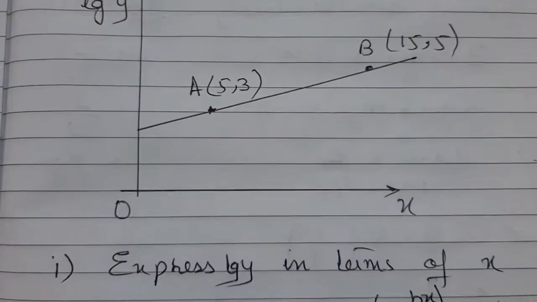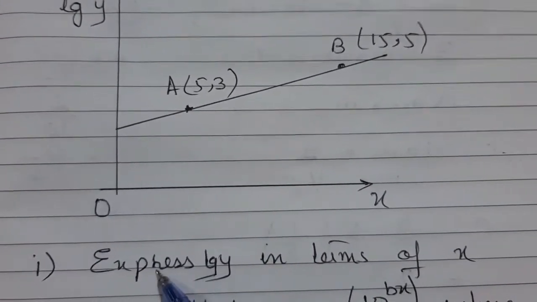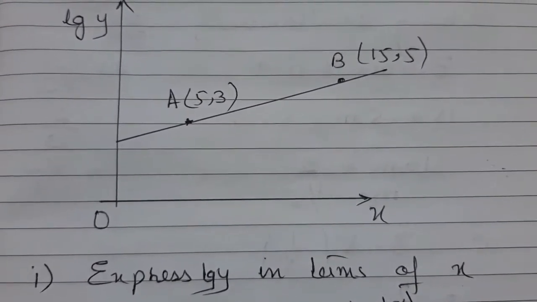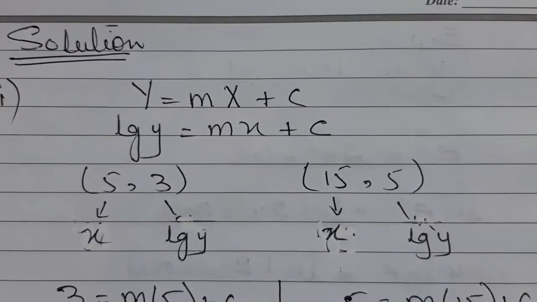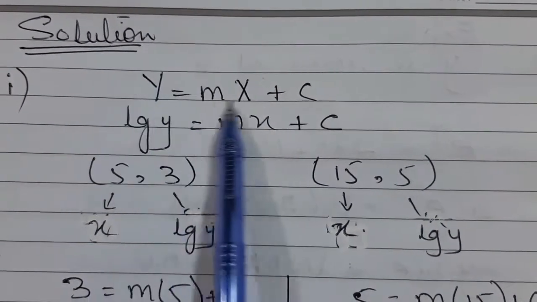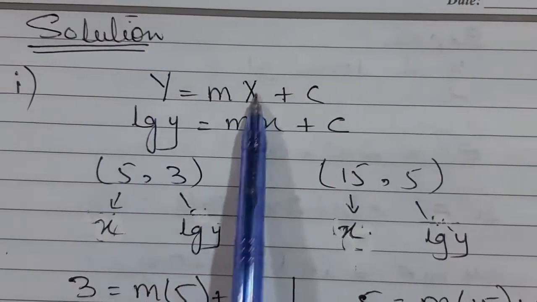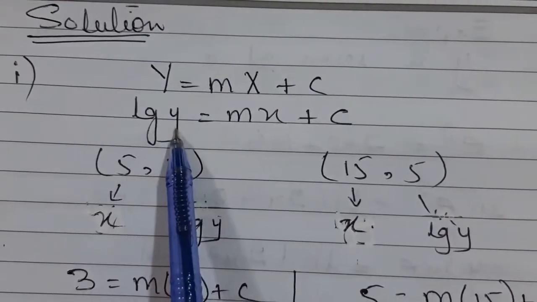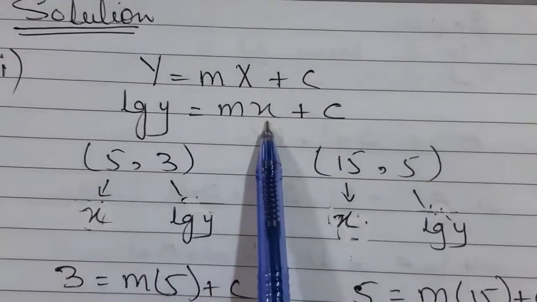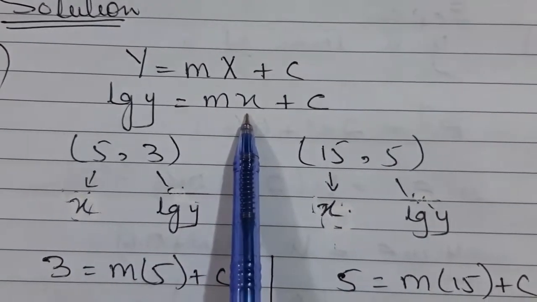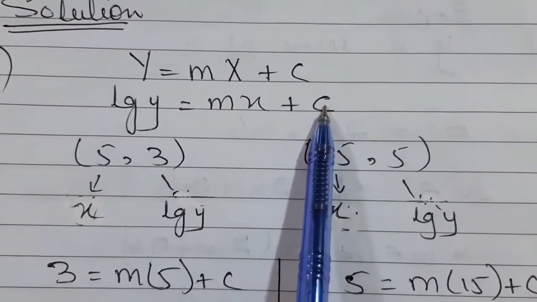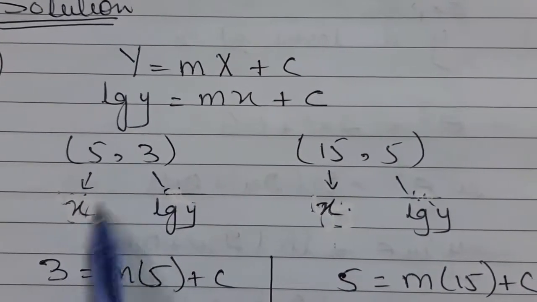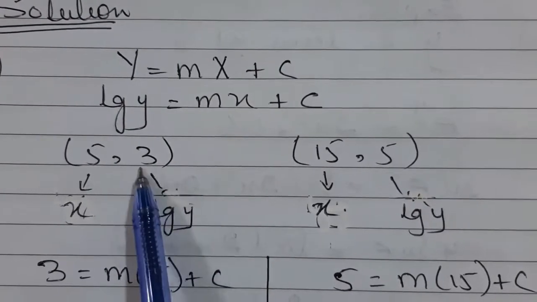Coming back to the question, the first part is saying express LGY in terms of x. So let's see this part first. Just like we did in the previous question, I'm writing linear law form and replacing y and x by the values given on the graph. On my y-axis it was written LGY and on the x-axis it was written x. Now I have to find out m and c. These points are given on the graph. This was your x and this was your LGY, not just y.